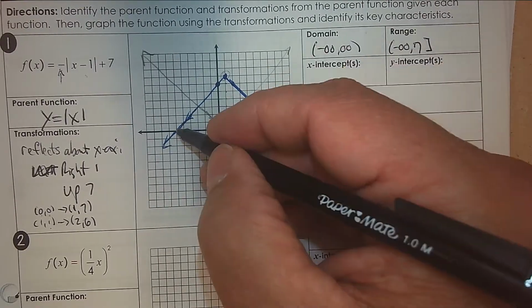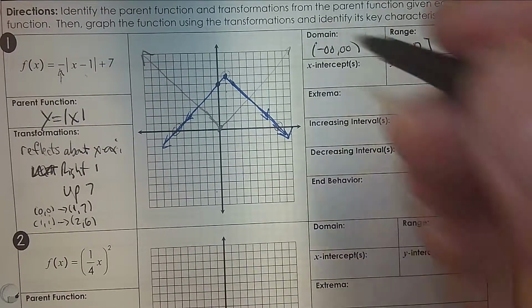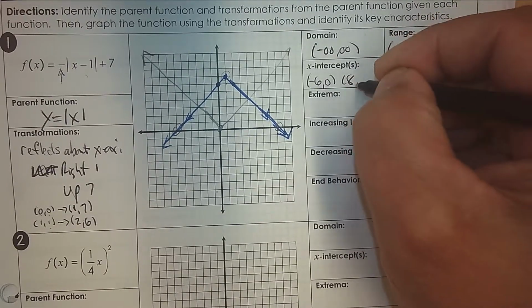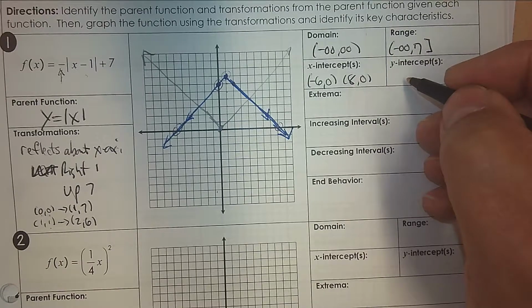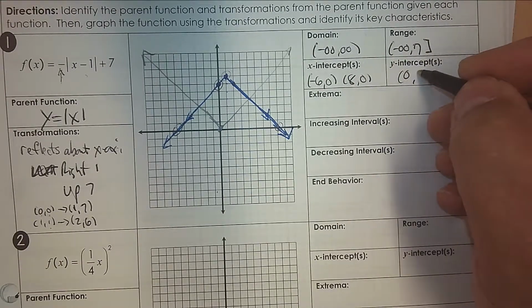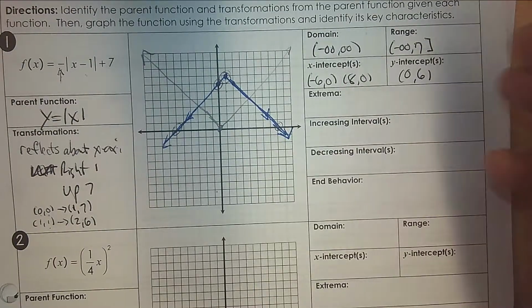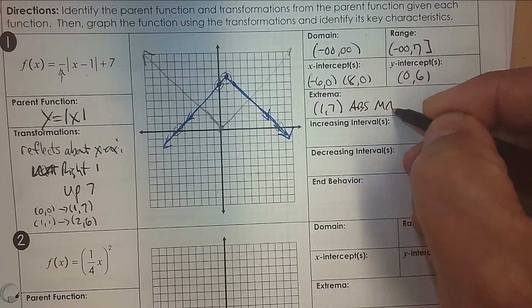Where does it cross the x-axis? Where are the x-intercepts? One's at -6, and the other's at +8. Where's the y-intercept? Right there. So we have a y-intercept at 6. We have an extreme point up there. That extreme point is at 1, 7, and it is an absolute max because it's the top point.